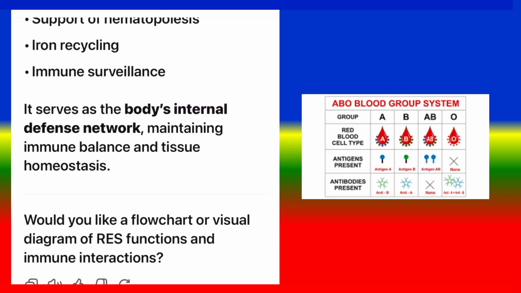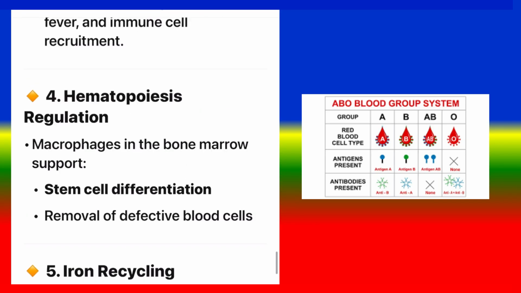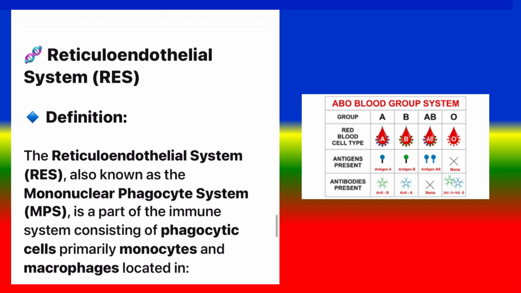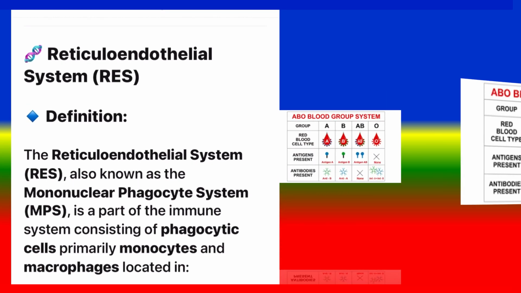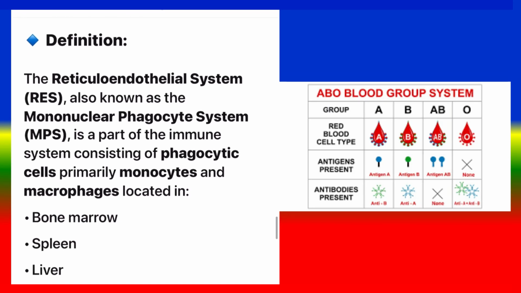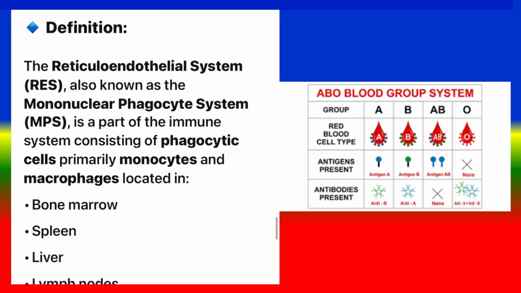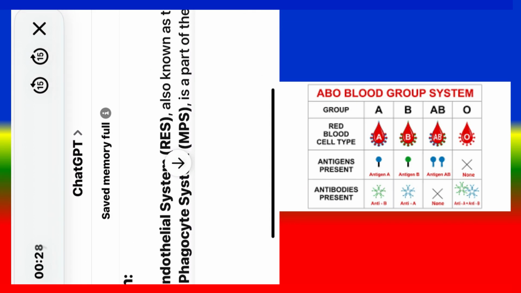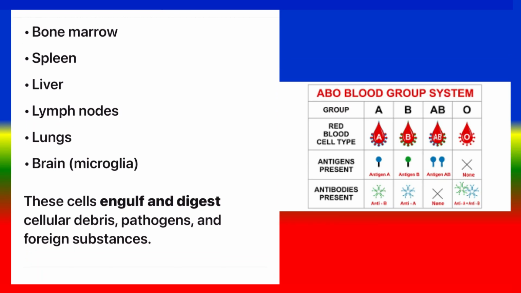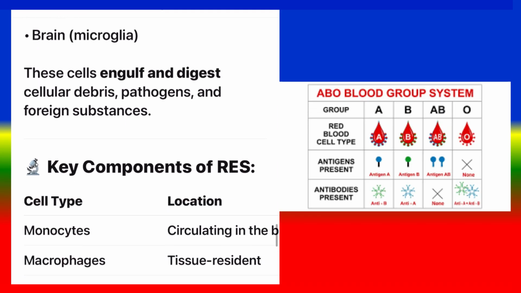Here is a detailed explanation of the functions of the reticuloendothelial system, RES, and its role in immunity. Reticuloendothelial system. Definition: the reticuloendothelial system, also known as the mononuclear phagocyte system, MPS, is a part of the immune system consisting of phagocytic cells, primarily monocytes and macrophages located in bone marrow, spleen, liver, lymph nodes, lungs, and brain (microglia). These cells engulf and digest cellular debris, pathogens, and foreign substances.